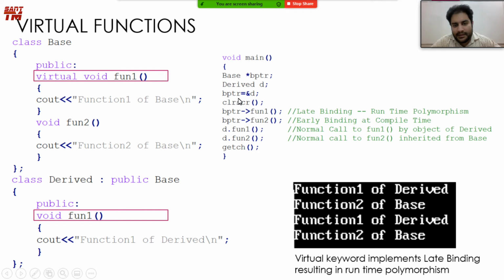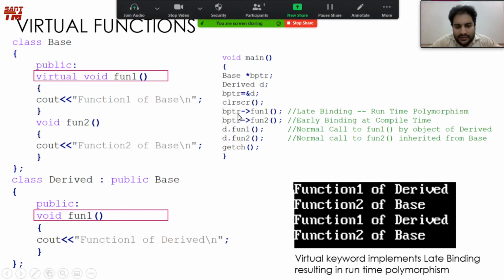See here, bptr is equal to ampersand d. Now as I told you, this bptr will store the address. Therefore I gave the address of d to bptr. Ampersand means address of. bptr is storing the address of d.